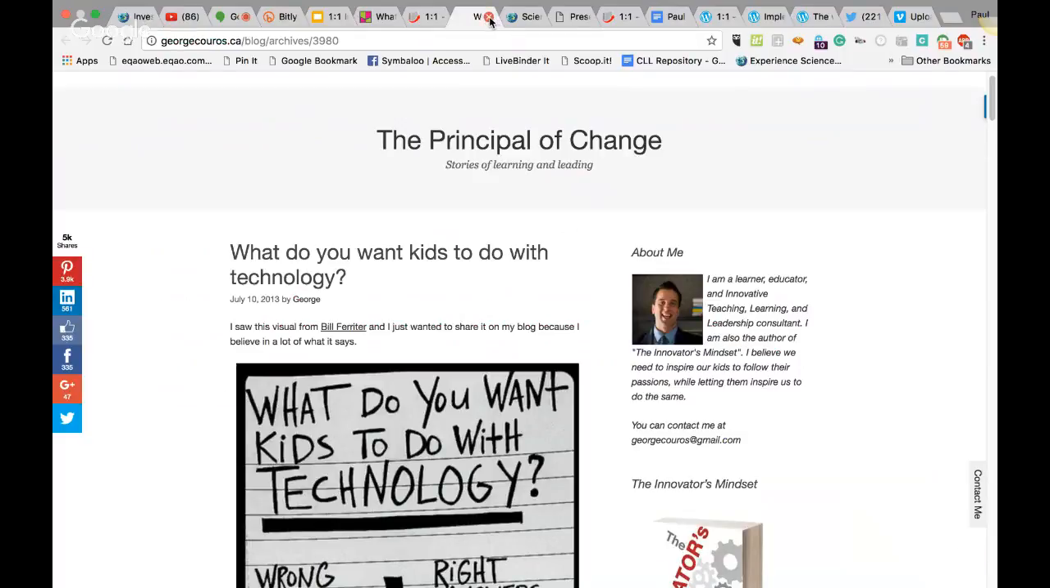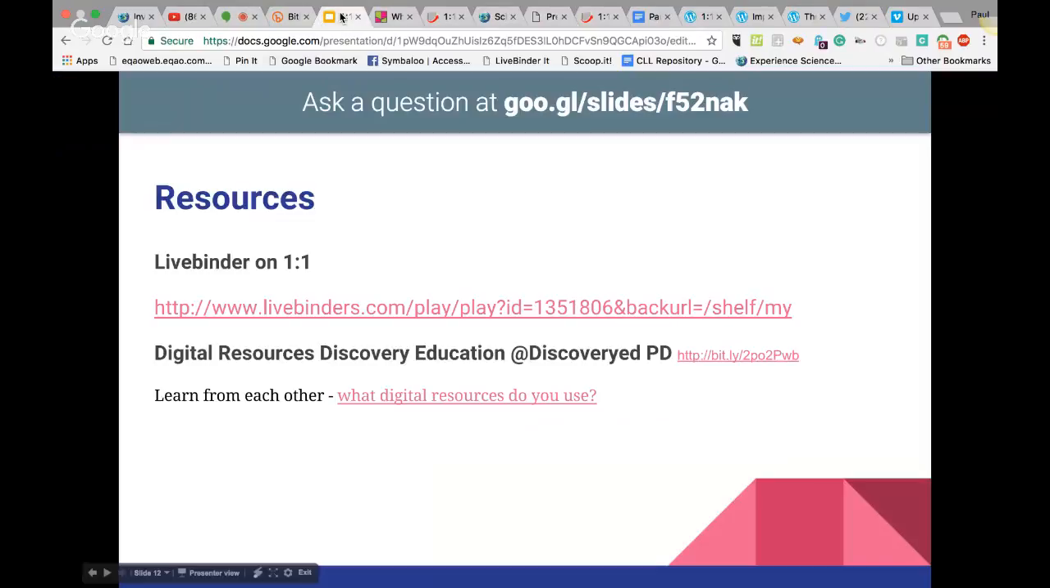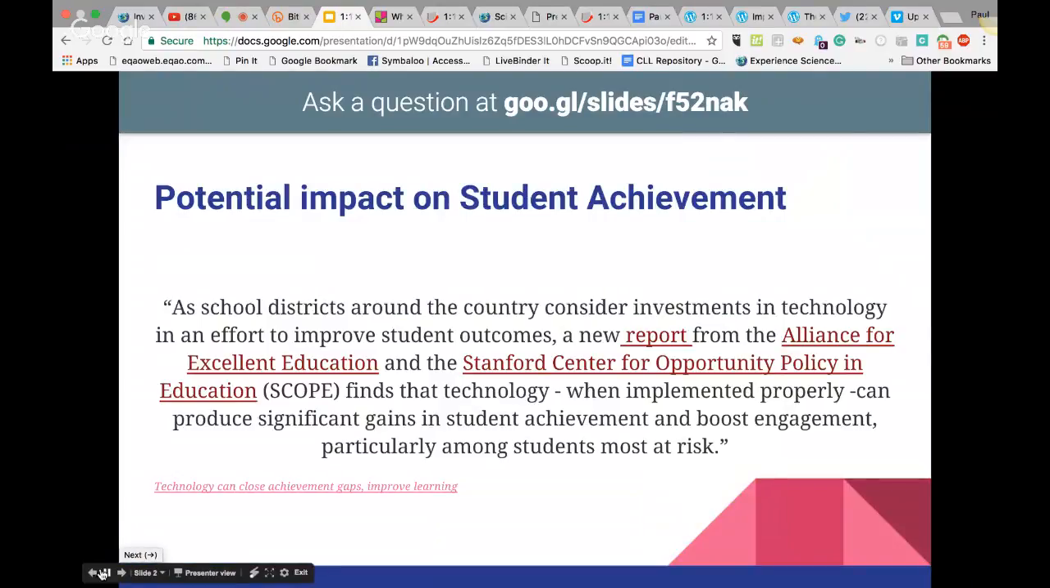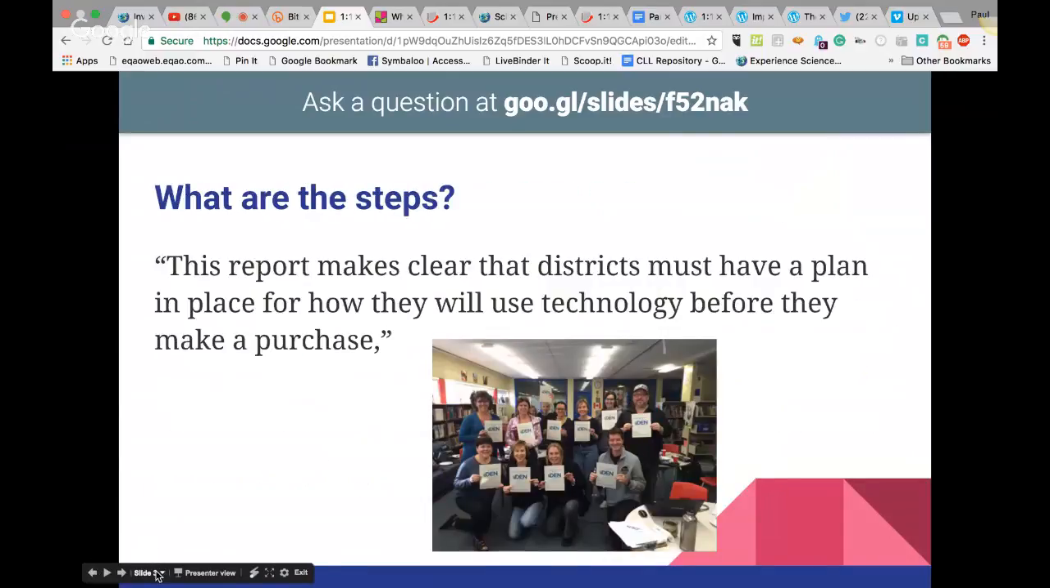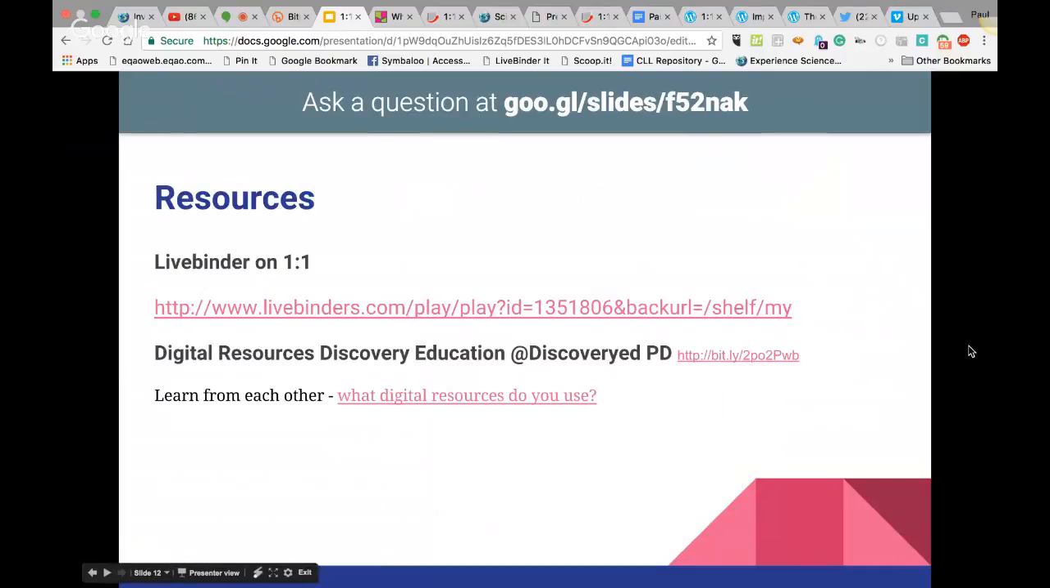Take out George's article. No questions, so I'll keep on going. I think that's it. I think I'm done. Let's see. Yeah, resources was my last slide. So that's everything for today. I hope this is useful.